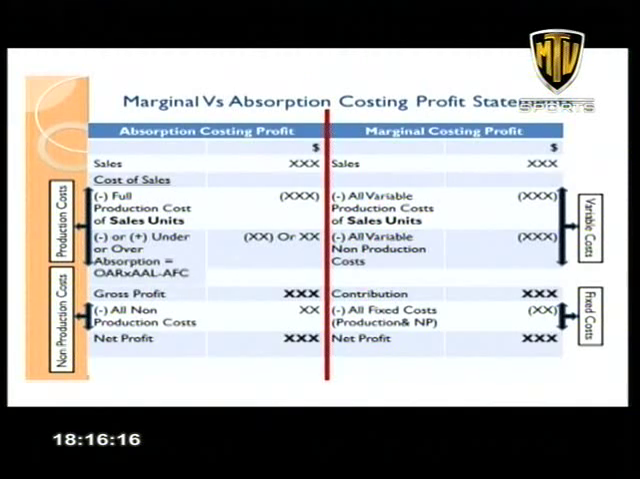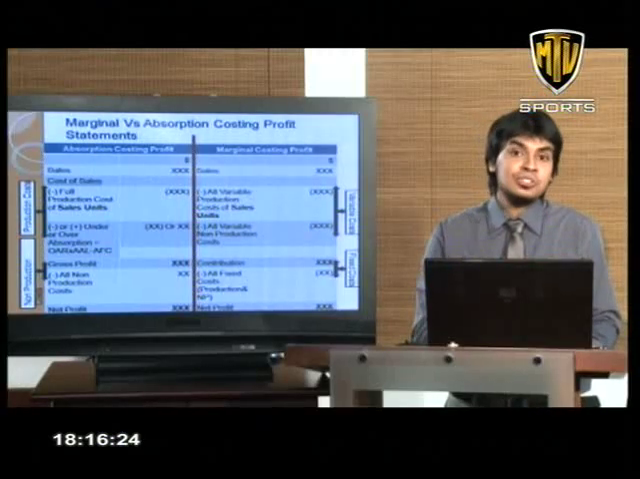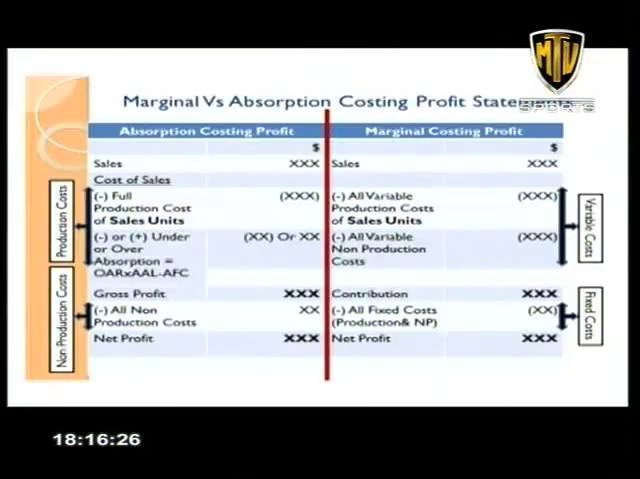So you start with sales again, but now make sure you deduct all the variable production costs of sales units. In the absorption costing statement, we deducted the full production cost of sales units, but here we're deducting only the variable production cost, and after that you deduct the variable non-production cost. Sales minus variable costs is your contribution, and from your contribution you then deduct all of your fixed costs. When I say all the fixed costs, I'm referring to both production fixed costs as well as the non-production fixed costs, and finally you end up with net profit.